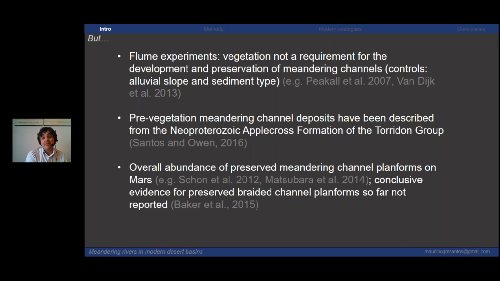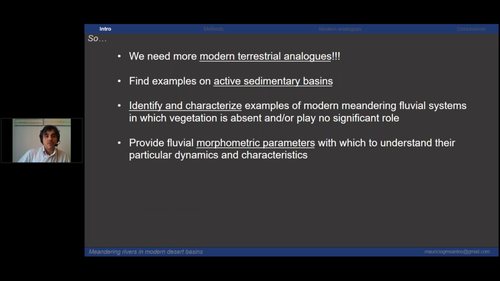Bar deposits have been described from the Torridonian group. There is an overall abundance of preserved meandering channel planforms on Mars, with no conclusive examples of braided planforms. So we need to understand non-vegetated systems through modern terrestrial analogs. We need more modern terrestrial analogs.